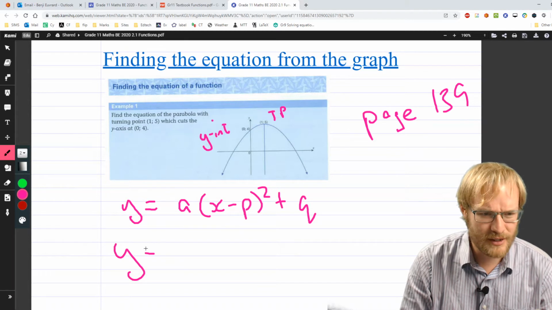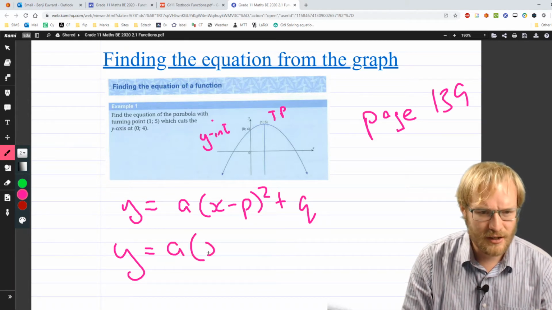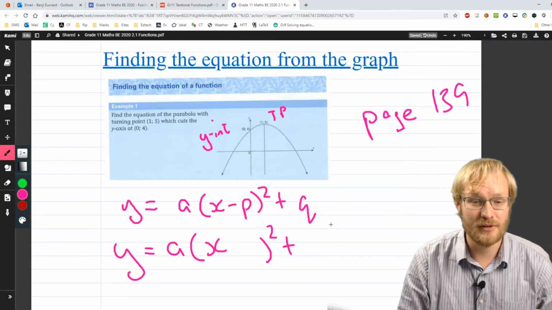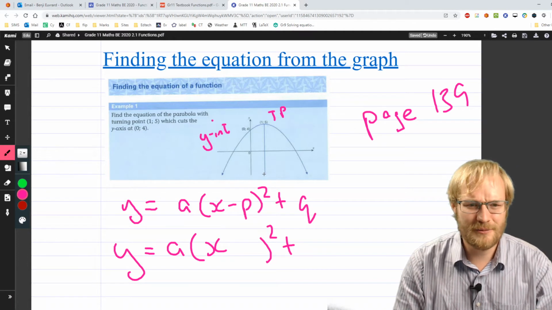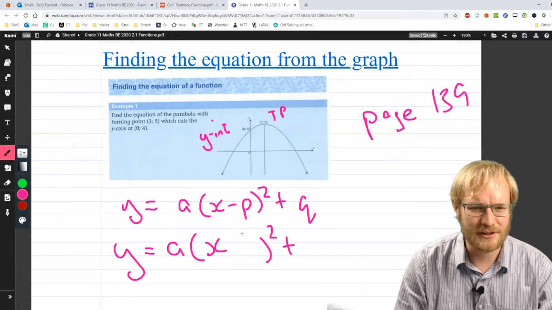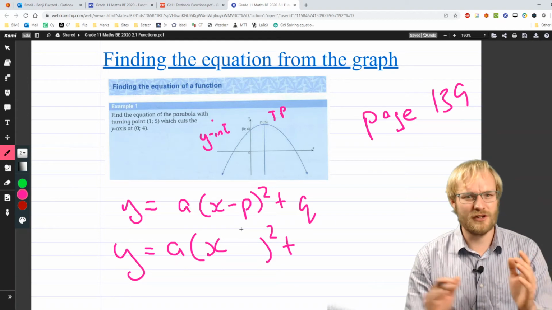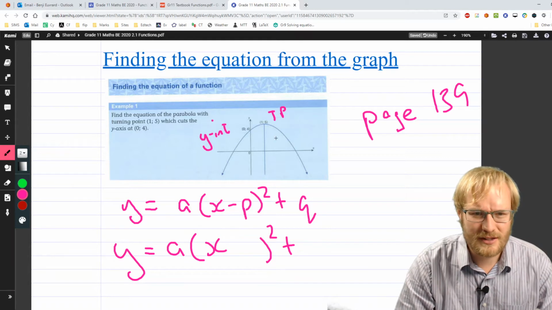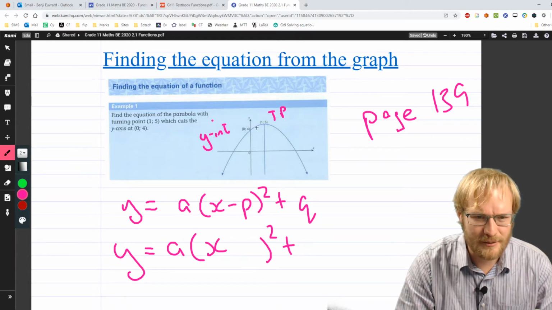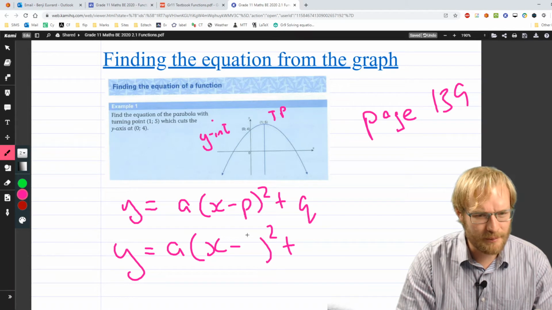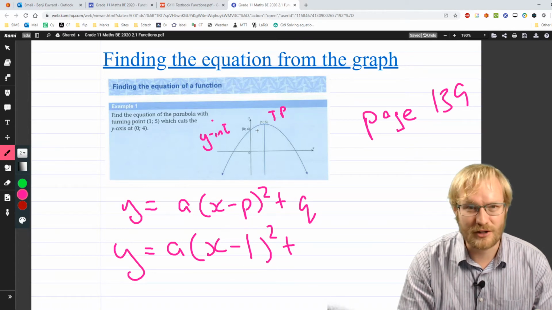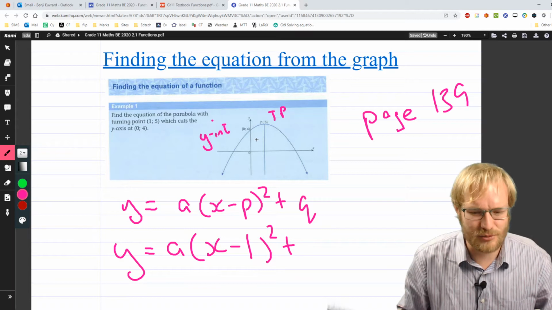So we can plug in one bit straight away. We don't know what a is yet, but we do know something about these p's and q's. Mind your p's and q's. Now, we said that the p always felt like the opposite. Like when it was minus 3, it moved it right by 3. And if it was plus 3, it moved it left by 3. So the same applies here. It's a positive 1 here, so it's going to feel like the opposite. We've got a minus 1 in here. p is actually the x-coordinate of the turning point, but it looks like a minus 1, and we've got a positive 1. That was that kind of opposite-y feeling that we had.